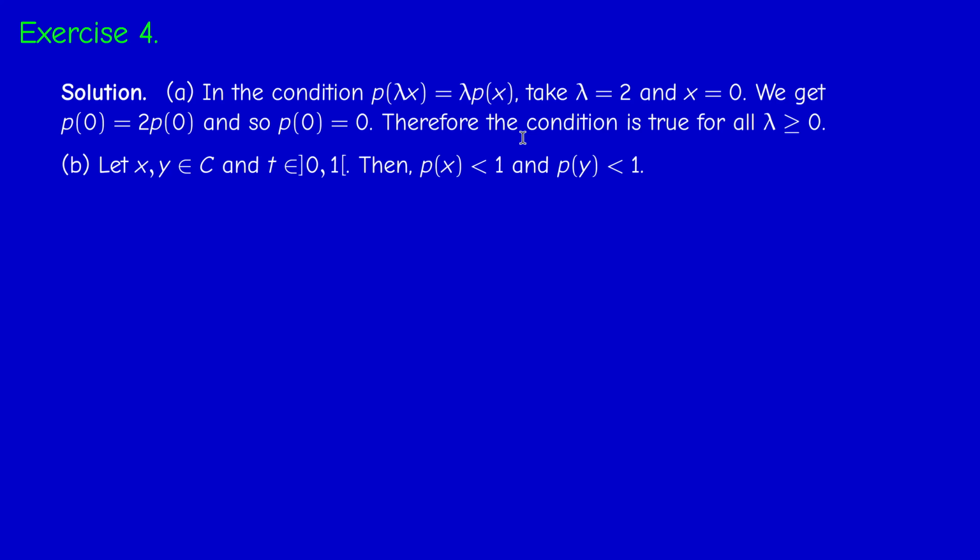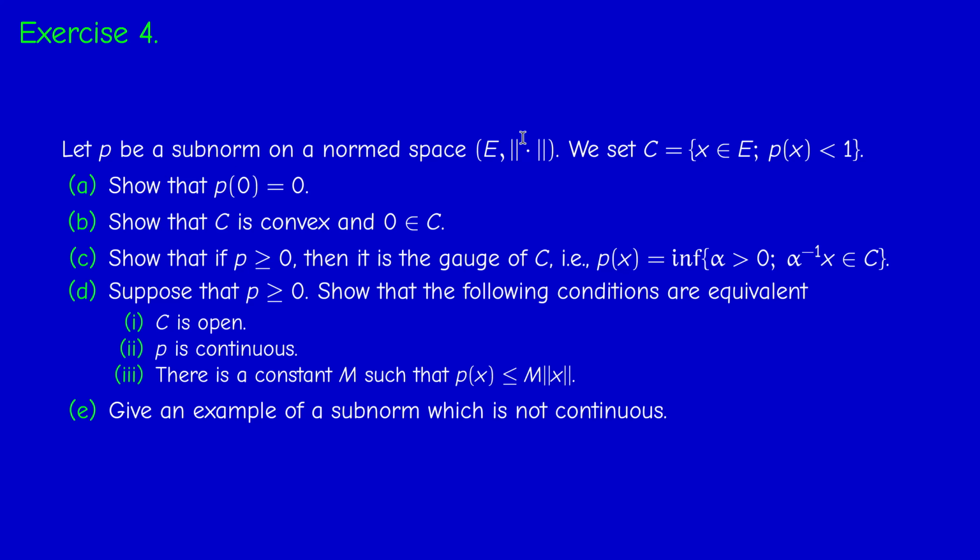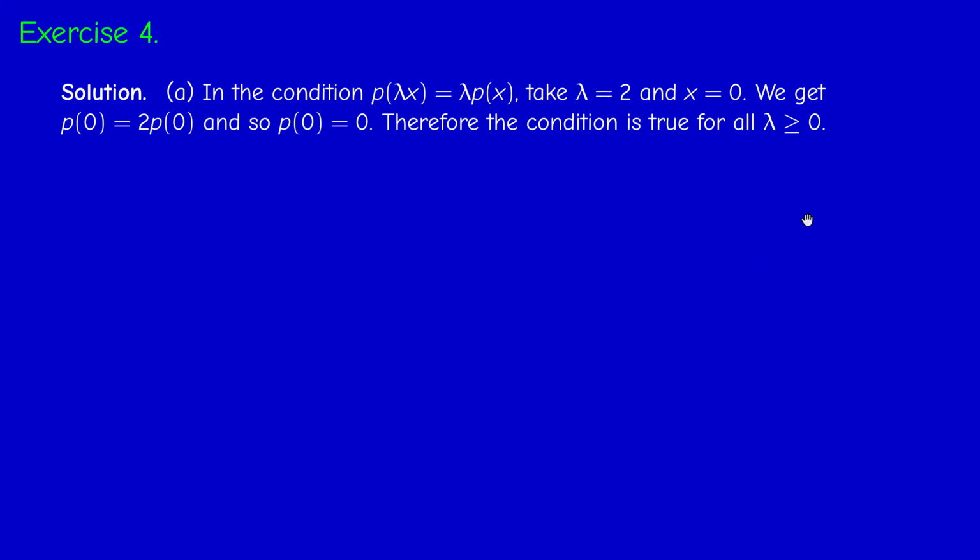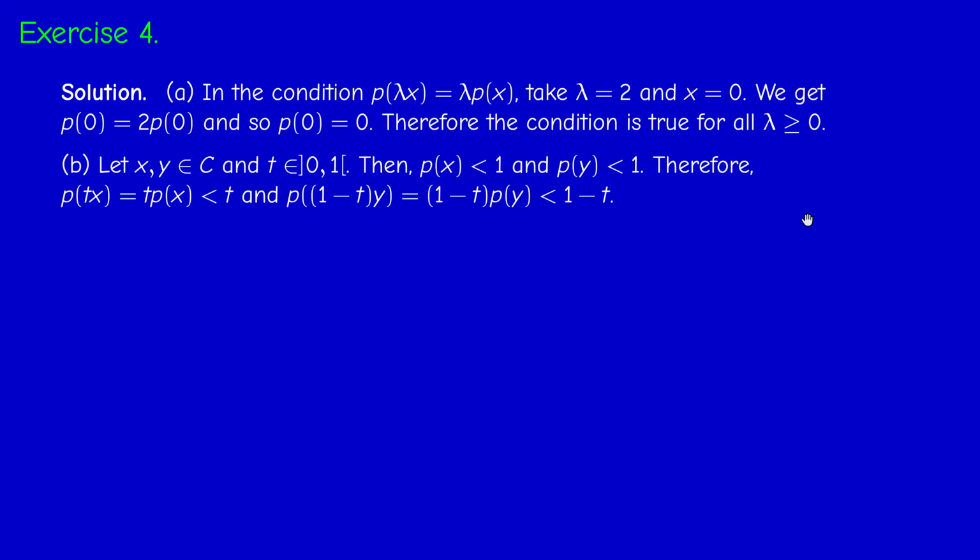So since X is in C, according to the definition of C, P of X is strictly less than 1, and P of Y is strictly less than 1. And by positive homogeneity, P of TX equals T P of X, and therefore this is strictly less than T, and same thing for 1 minus T times Y.